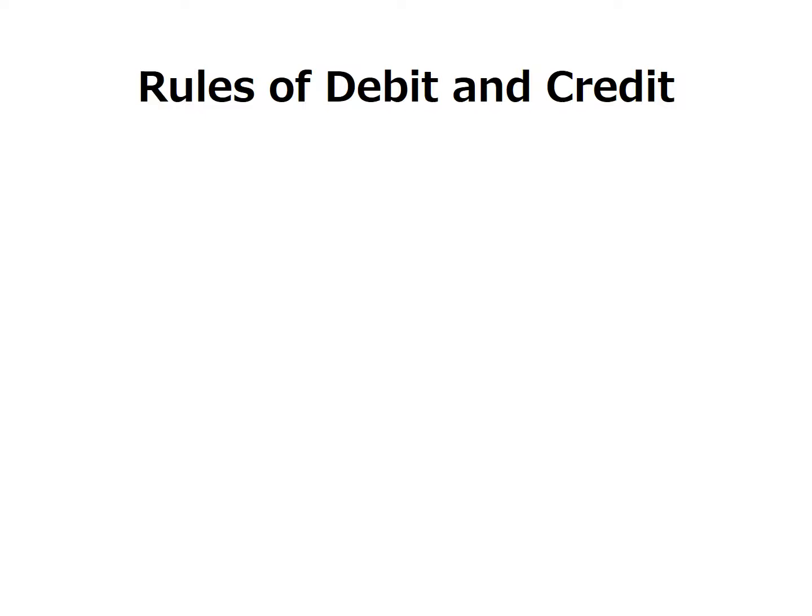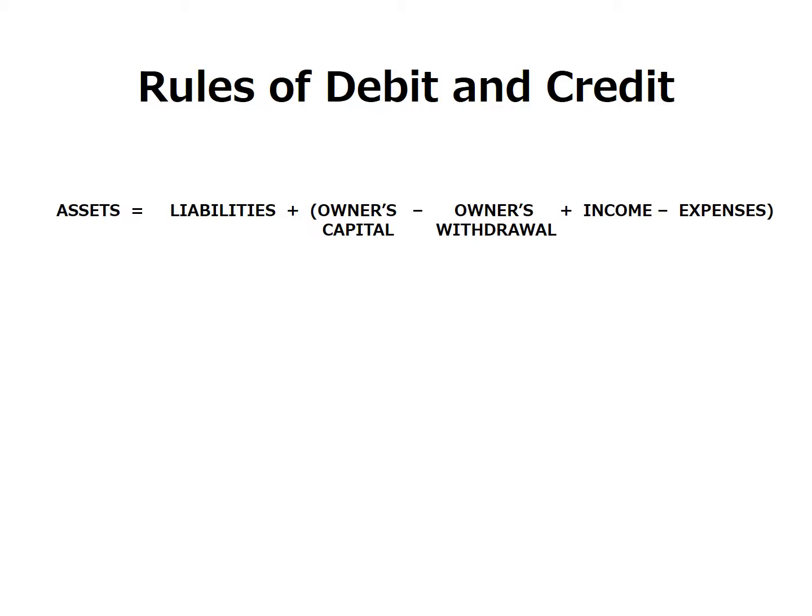Rules of debit and credit. Debit could mean increase or decrease depending on the account affected. Credit could mean increase or decrease, again, depending on the account affected. In order to fully understand this concept, we need to know the rules of debit and credit. This is the expanded form of the accounting equation. Assets equals liabilities plus owner's capital minus owner's withdrawal plus income minus expenses.